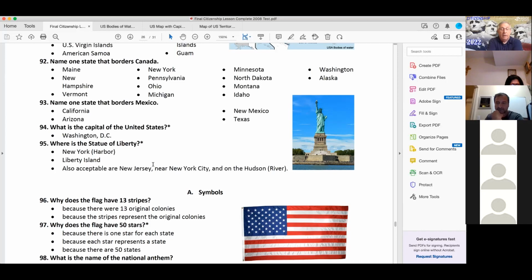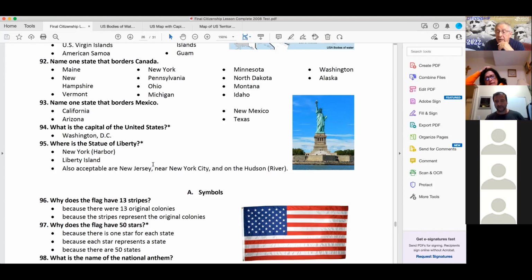Okay, the last one, 95. Where is the Statue of Liberty? Now, do you know what the Statue of Liberty is? New York. Yeah, it is in New York, and that's the question. There are different ways to say where it is. You can say New York Harbor. You can say it's on Liberty Island. You can say it's near New York City. All of those are geographic answers that are correct, but it is a symbol of freedom. Statue of Freedom. Yes, it is a Statue of Freedom.